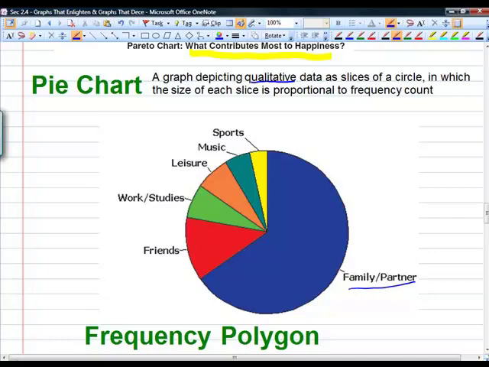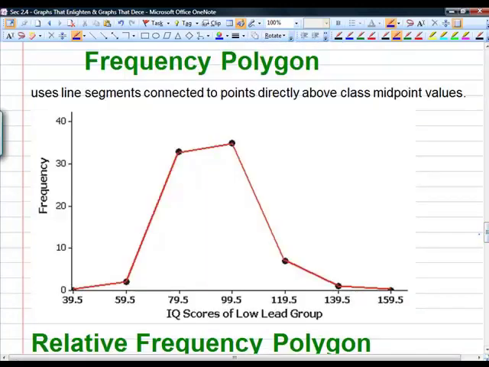Or it makes more of an impact. Frequency polygon is another thing that you may look at. It uses line segments that connect to points directly above a class midpoint value. Now, a frequency polygon is used for quantitative data.